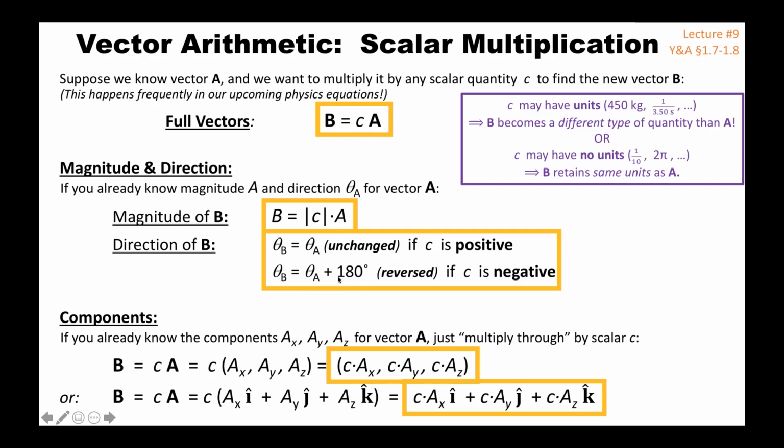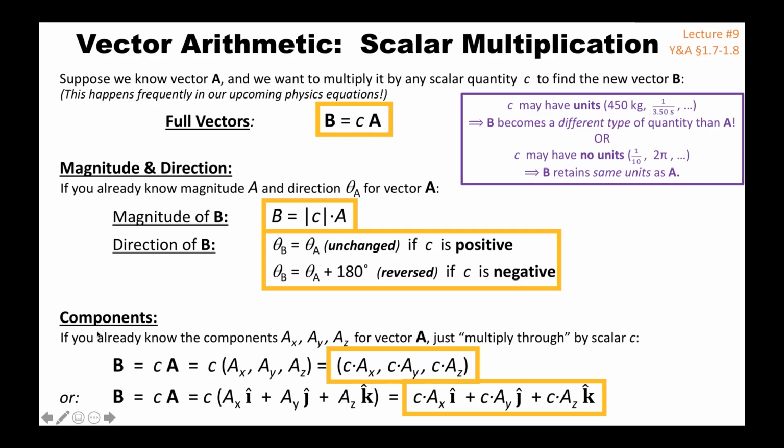You could either add 180 degrees or you could subtract 180 degrees. I didn't bother to write that here. Either way, whatever is more convenient, adding or subtracting 180 degrees from the direction of vector A will flip the direction, and vector B will now be in the flipped direction. That's again if the scalar itself has a negative sign on it. And then you're done, and that's it. So now we know the magnitude of vector B, and we know the direction of vector B.